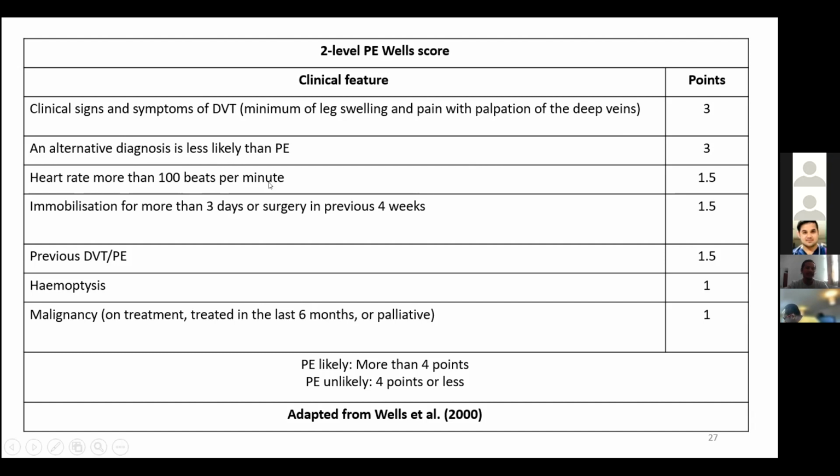If the patient is tachycardic, another 1.5 points, and if there is immobilization for more than 3 days, a score of 1.5. Previous history of DVT or PE scores 1.5 as well. History of hemoptysis gives 1 point. And if the patient has a malignancy on treatment, treated in the last 6 months, or palliative, it gives a further 1 point. So more than 4 points, PE is likely, and 4 or fewer points, PE is unlikely.